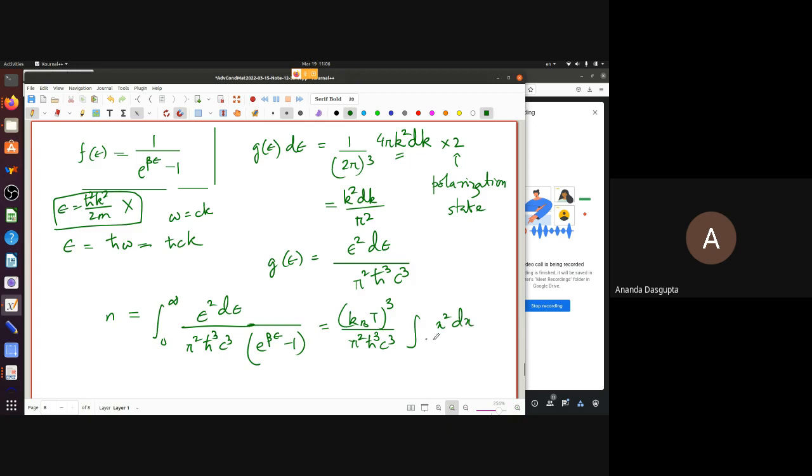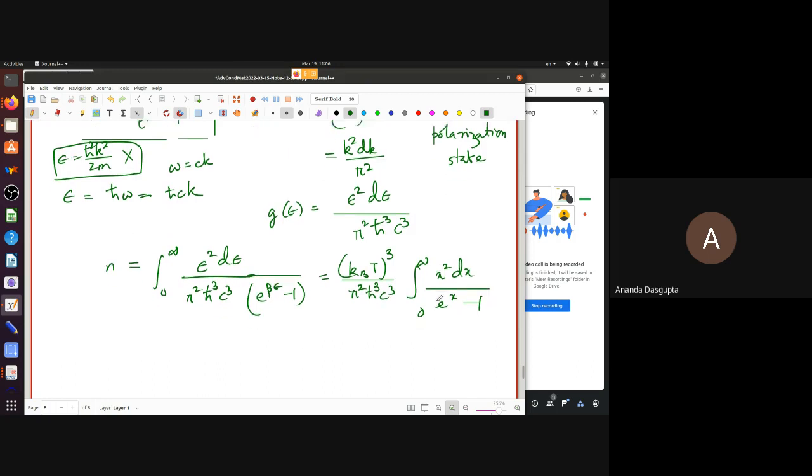and when you calculate this integral, that's just this factor. And this integral is something which you can easily evaluate, and it will come out to be zeta 3. Very similar to the calculation that we have done before. And that's a constant fixed number. So we can directly show that n goes as T cubed.